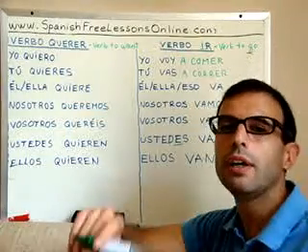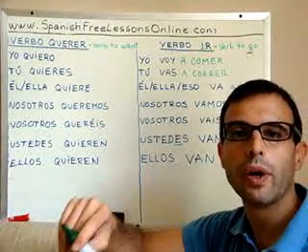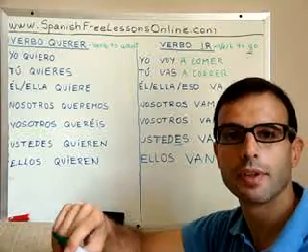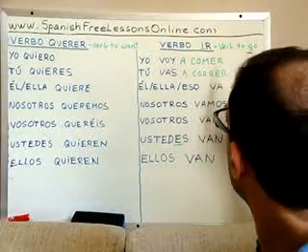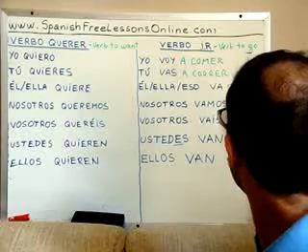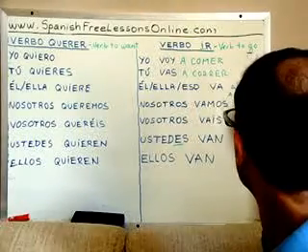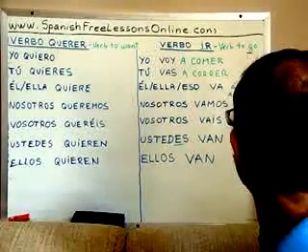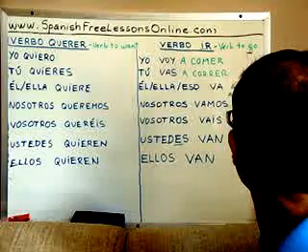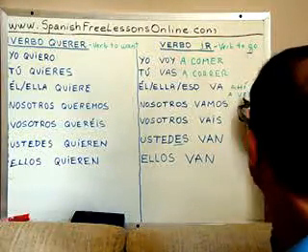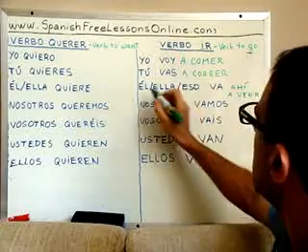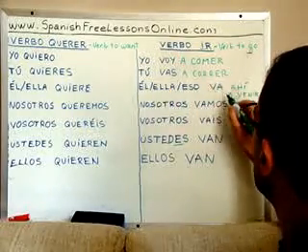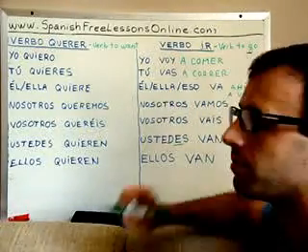If you want to say he will come, you'll say él va a, remember you always use to, a, venir. Verb venir means to come. Él va a venir.